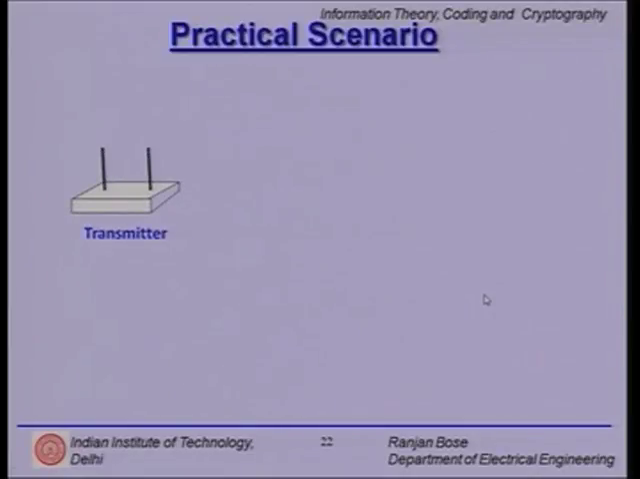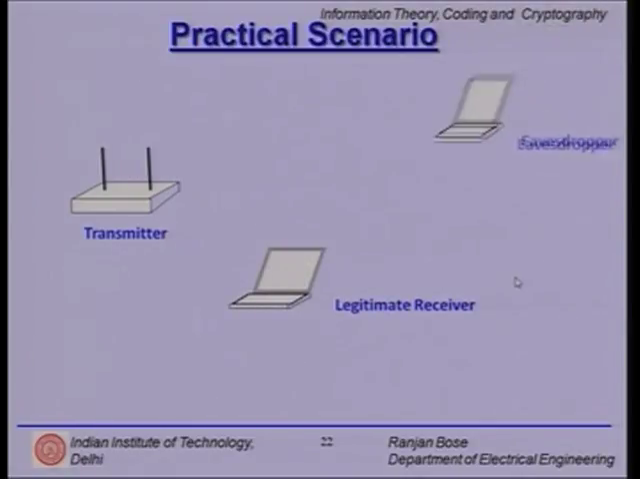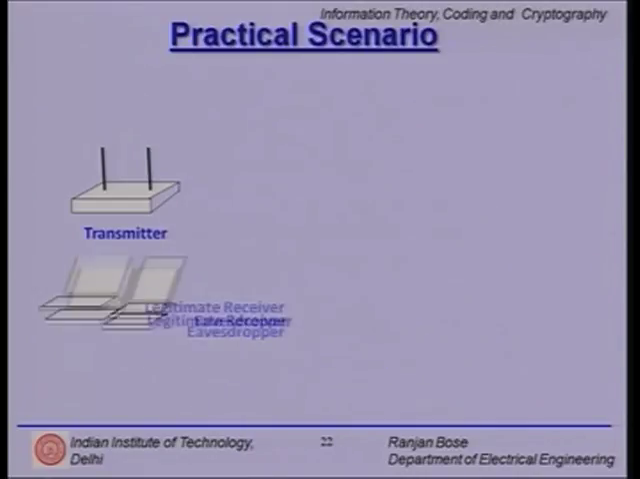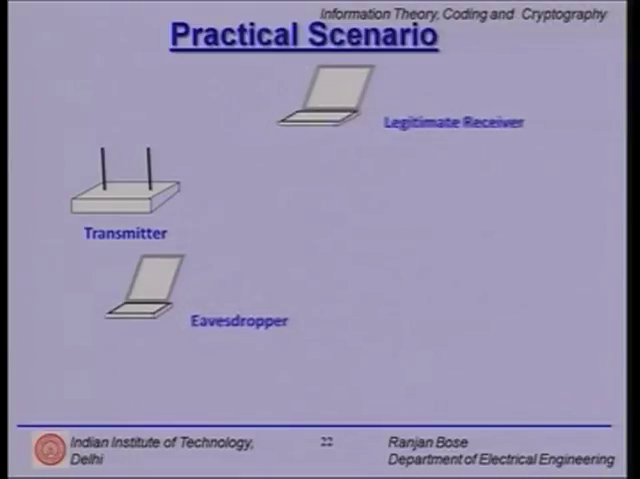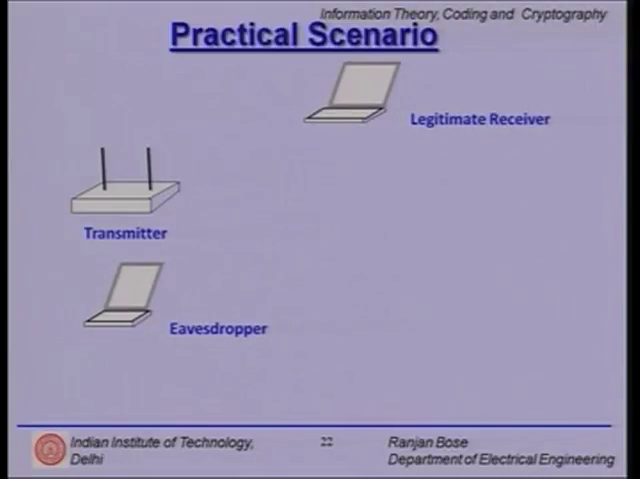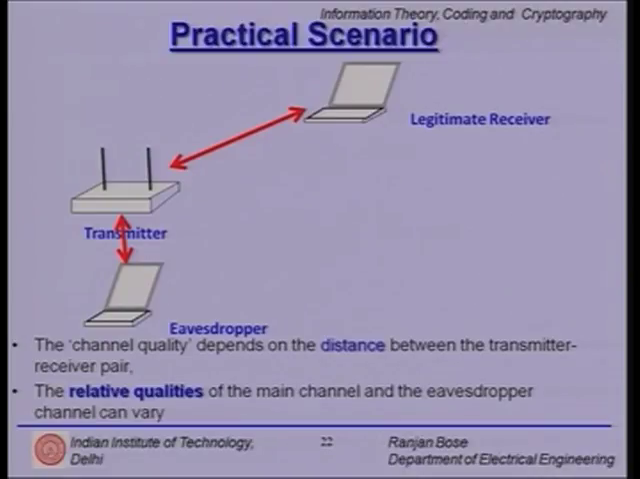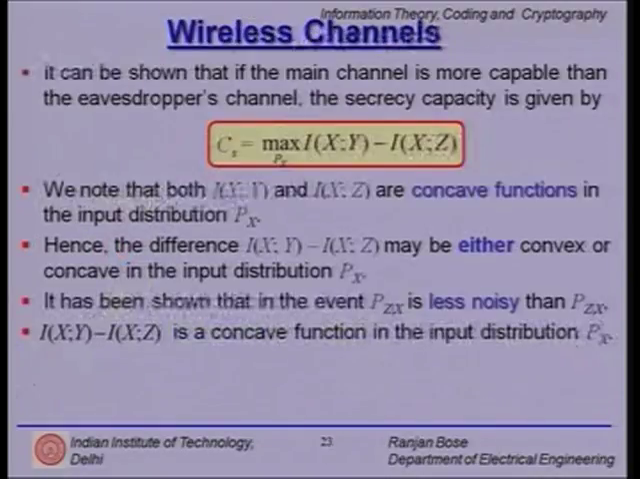Now let's look at the practical scenario where we have a transmitter in the room and we have a legitimate receiver, and before we realize, we have an eavesdropper coming in. So this is a democratic setup, so both the legitimate receiver and the eavesdropper are free to move around in the room, and it could be possible that the eavesdropper is closer to the transmitter than the legitimate receiver. But we know that the channel quality depends on the distance between the transmitter-receiver pair, and so the relative qualities of the main channel and eavesdropper channel can vary.